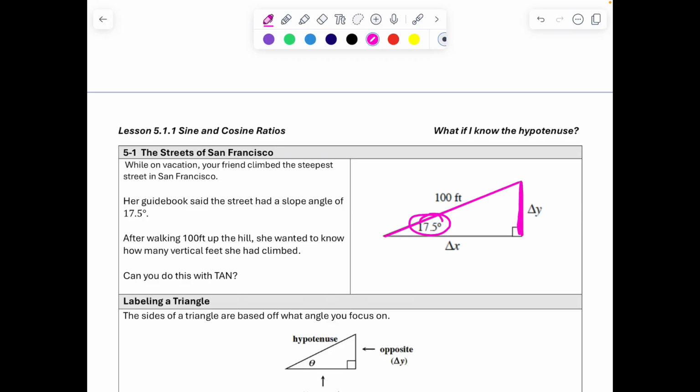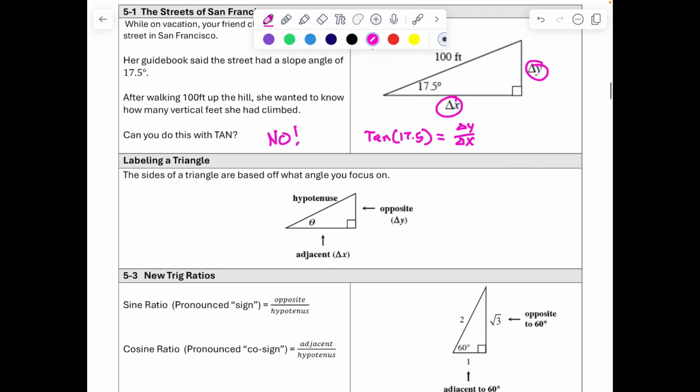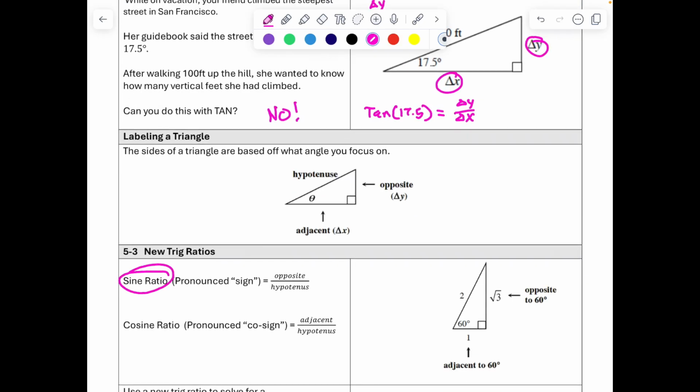So that would be this right here. Could we do this with tangent? Well, normally our tangent ratio we've learned is change in y over change in x, and we don't have either of those. So if we normally did this problem, we'd be saying tangent of 17.5 equals, and then we don't have anything, right? We have two variables instead of just one. So no, we can't do this with tangent. It turns out there are going to be other trig ratios other than tangent, such as sine and cosine, and we'll talk about those in just a minute.